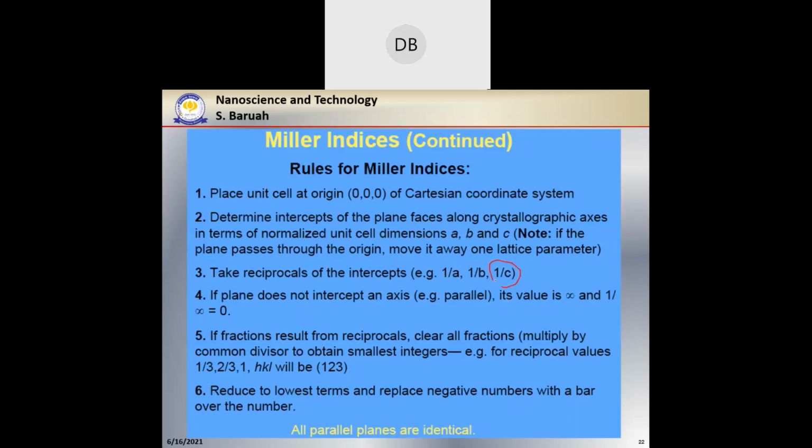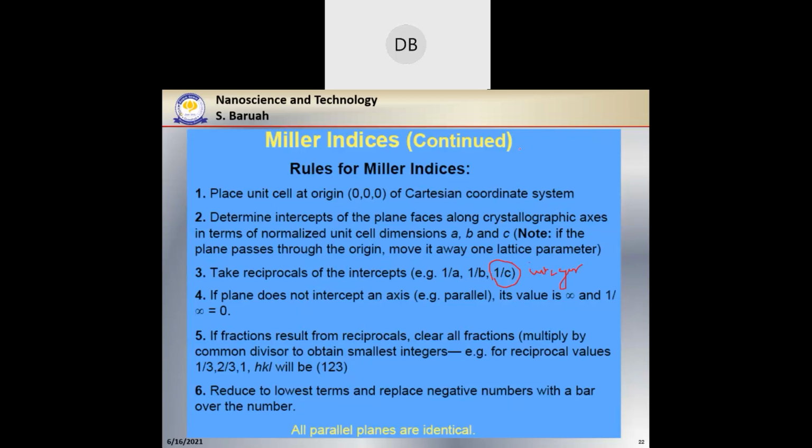But this has to be an integer, right? I already told you, this has to be an integer. You know what an integer is, right? 1, 2, 3, 4, all these are integers. That means it cannot remain as a fraction. If it remains as a fraction, then you need to multiply with something to get it.